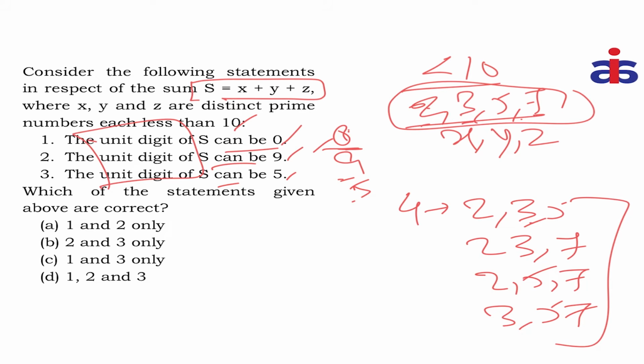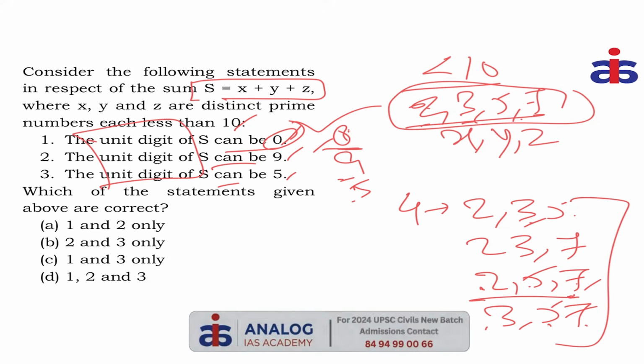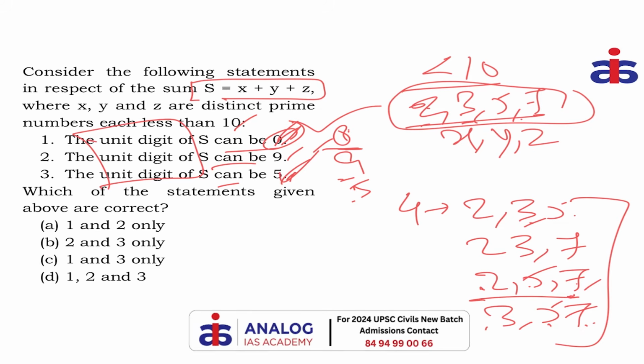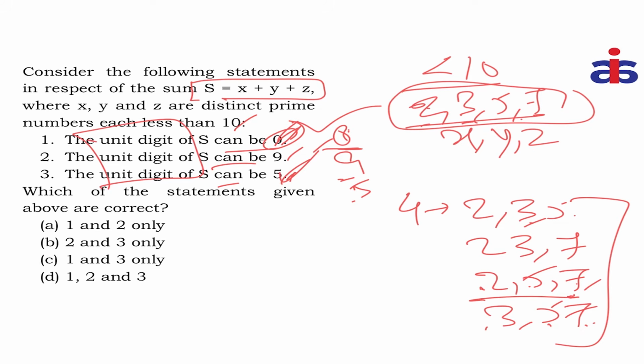So just see, 2 plus 3 plus 5 is 10, ending with 0. Yes, possibility is there. And 2 plus 3 plus 7 is 12, ending with 2, there is no information. 7 plus 5 plus 2 is 14, ending with 4, there is no information there. And 3 plus 5 plus 7 is 8, 8 plus 7 is 15. Chance is only for the first and last, 0 and 5 only, that's all, right? Which of the statements given above are correct? Means 1 and 3. 1 and 3 means option C.